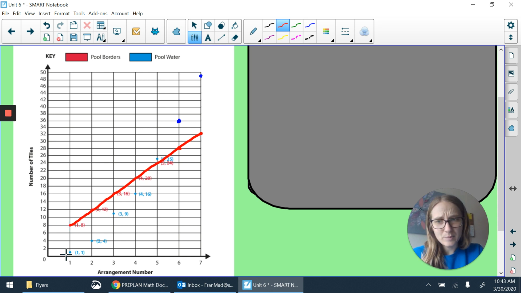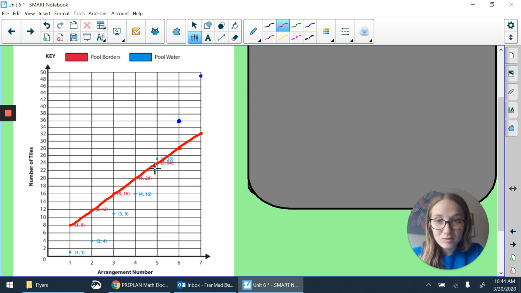Now comparing that to my blue dots for the pool water, it seems like the blue tiles increased at a much faster rate, or they increased really quickly. What I mean by that is here I went 1, then arrangement 2 had 4 tiles, then all of a sudden from 4 tiles it went to 9 tiles, then all of a sudden from 9 tiles to 16.